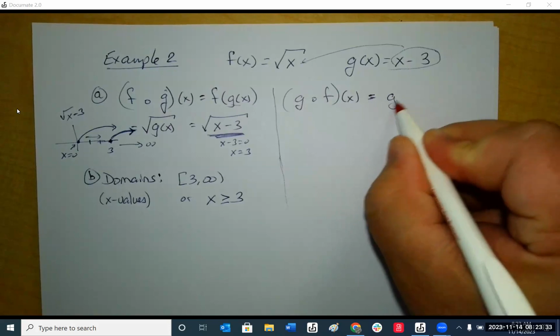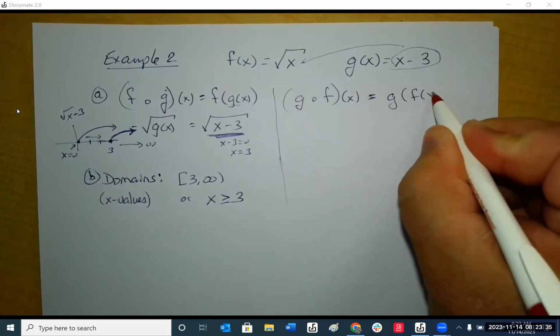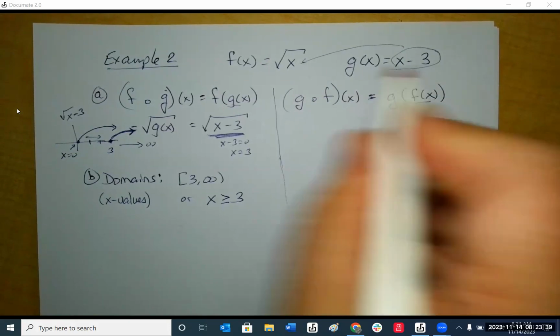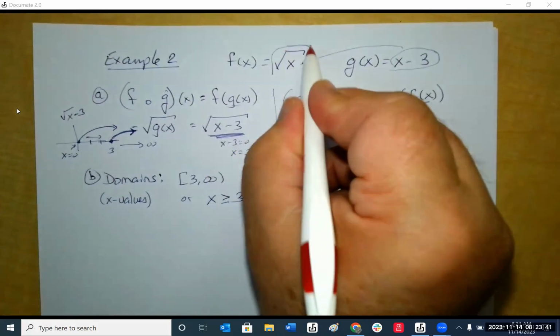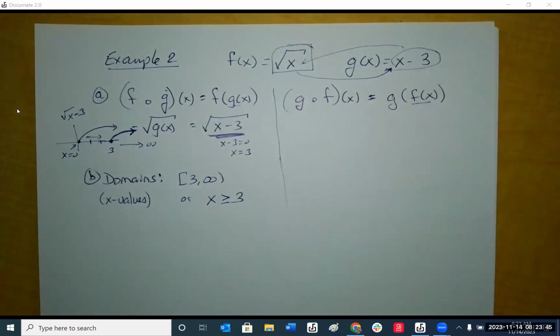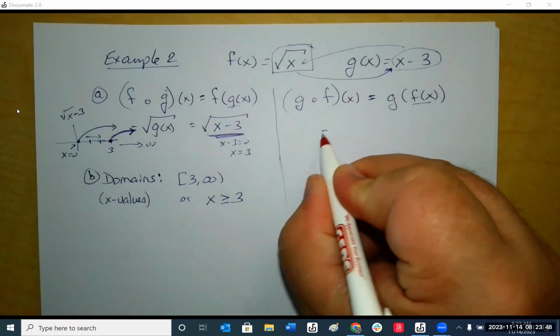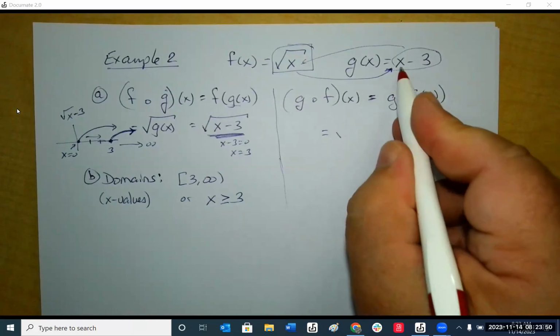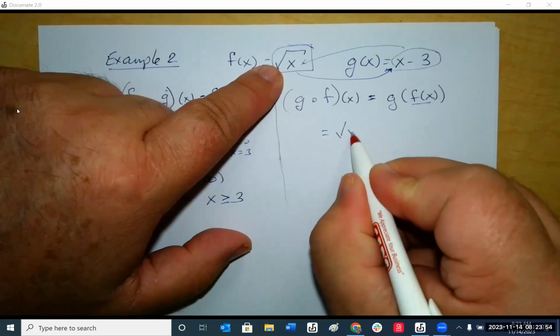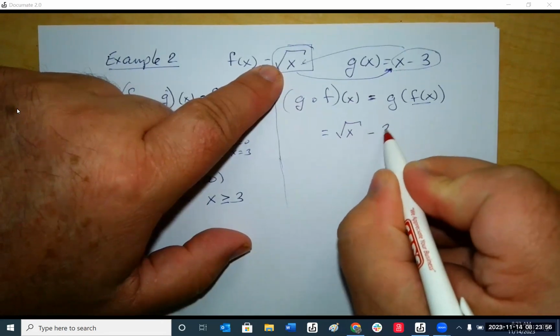The second one is g of f of x. Since f is on the inside, I take this equation, and anywhere I see an x in the g, I put it in there. So g is x minus 3, so square root of x minus 3.